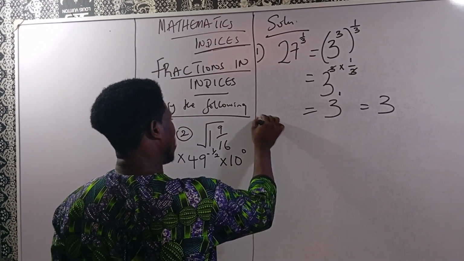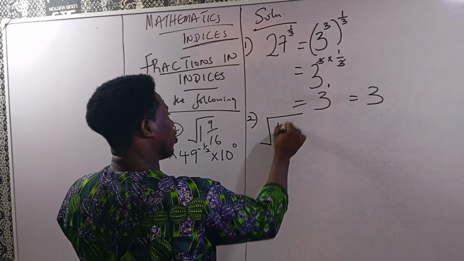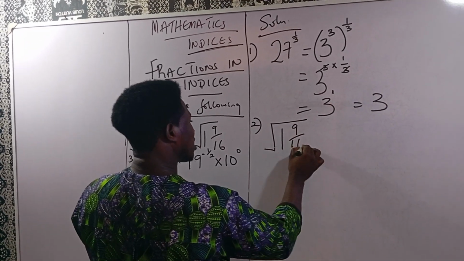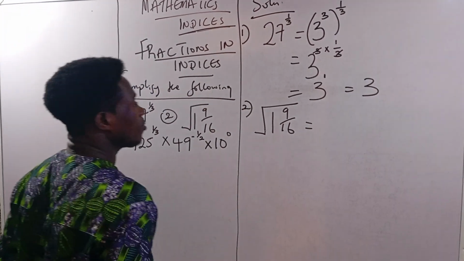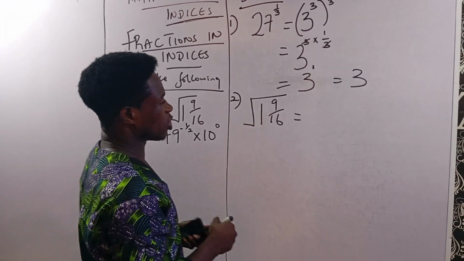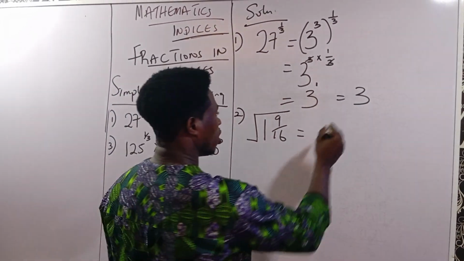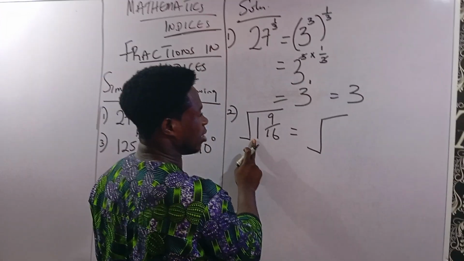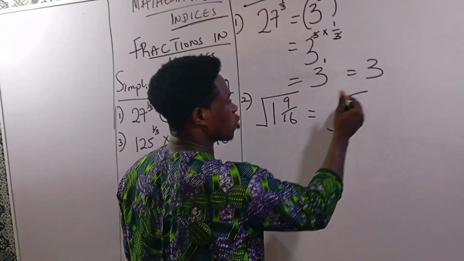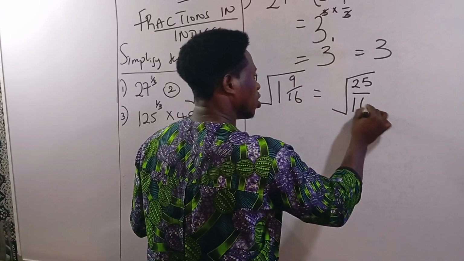Now, without wasting much of our time, the second example is the square root of 1 whole number 9 over 16. If you are given something like this, to solve, first of all, change the mixed fraction to an improper fraction. That is to say, 16 times 1 is 16, and 16 plus 9 is 25. So we have 25 over 16.